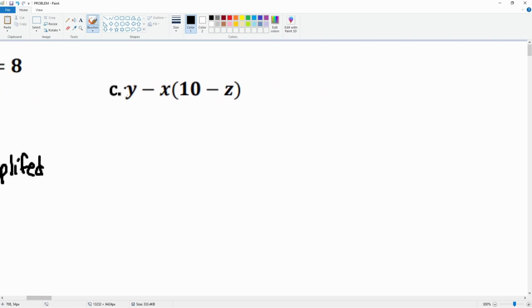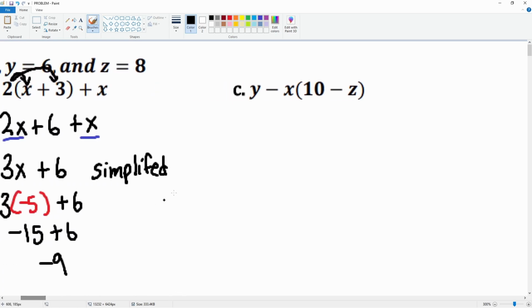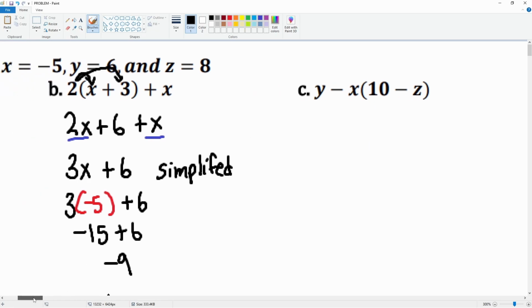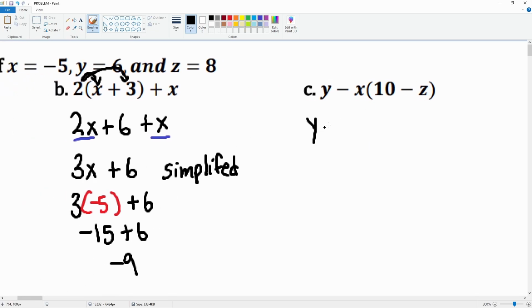Let's look at this one here. This one there's no simplifying to do. So we just have to substitute. Y minus, okay, then the x is your -5 here. Then you have a parentheses, 10 minus 8. Close the parentheses.